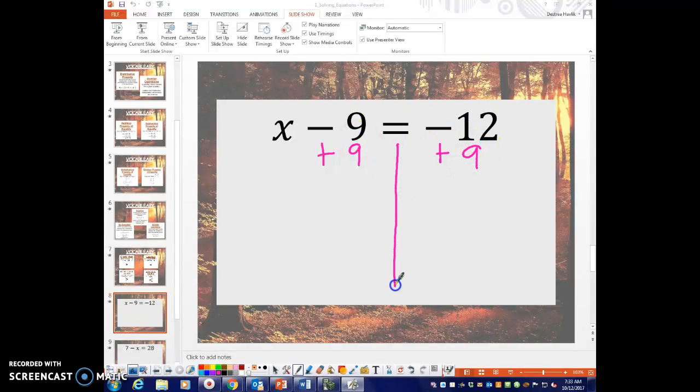Okay? Remember there's an invisible wall here. You can draw that wall if you need to. You will not see me drawing it, but that's up to you. So, negative 9 plus 9 cancels out. We have x left equals negative 12 plus 9 is negative 3. Okay, so that would be your answer there.